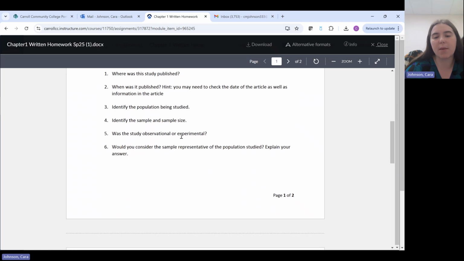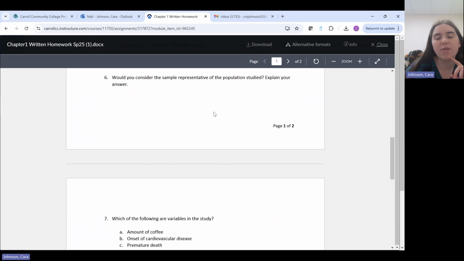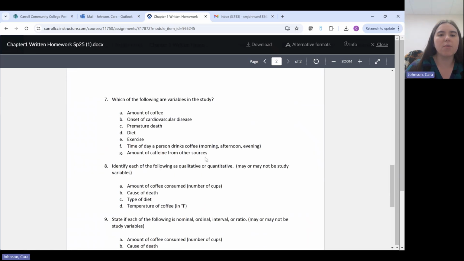Was the study observational or experimental? Did they simply collect and observe, just look at and collect data as is, or was there manipulation? Did they control people into groups and assign the different groups different treatments? So identify that. Would you consider the sample to be representative of the population studied? This is sort of open-ended. Do you think the sample is a good representation of the population or not? Explain either way.